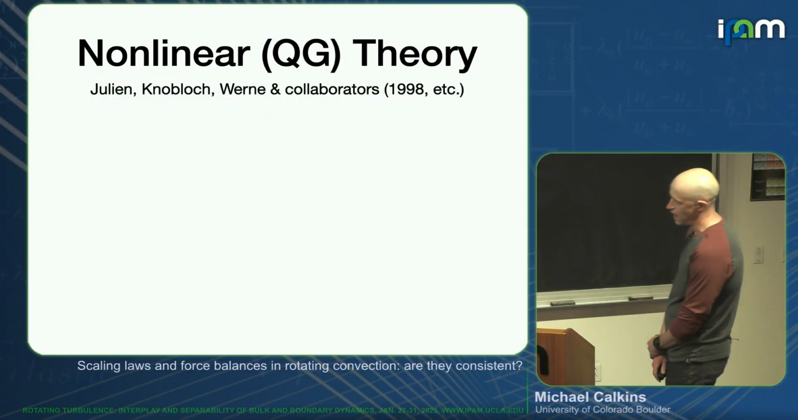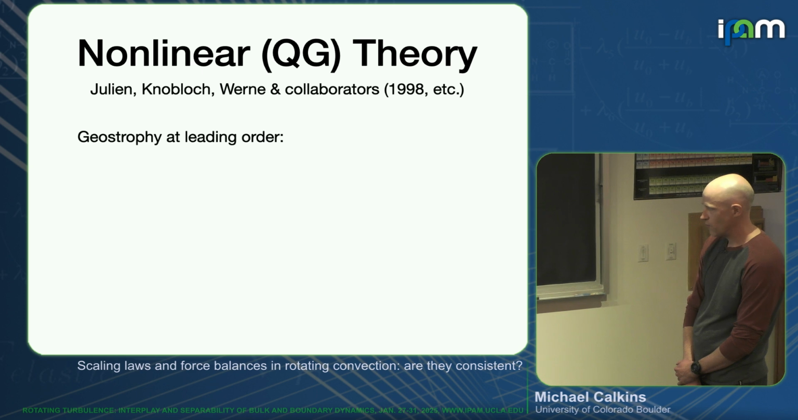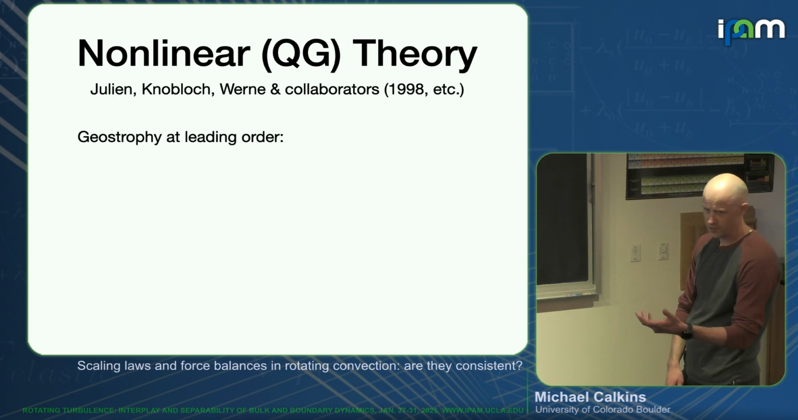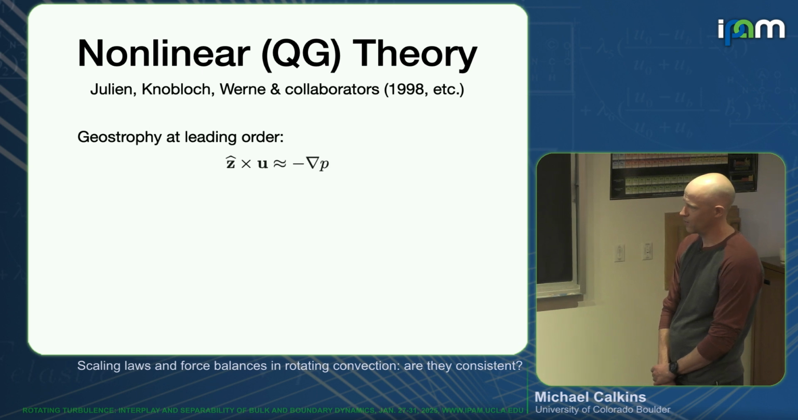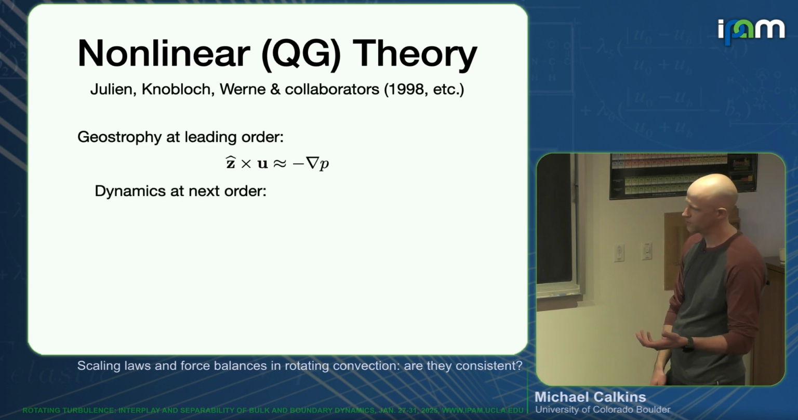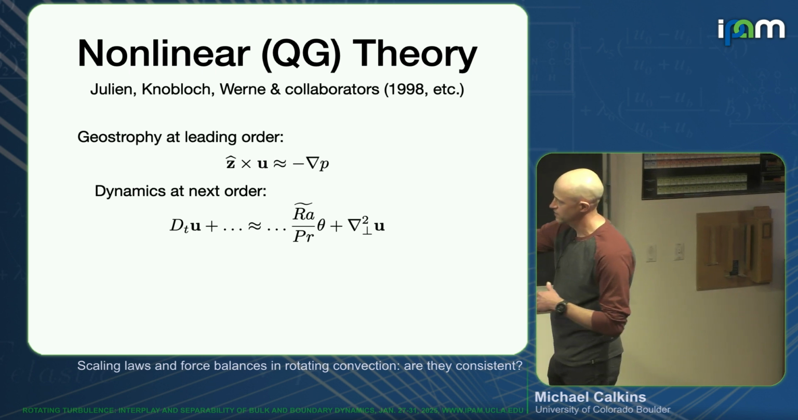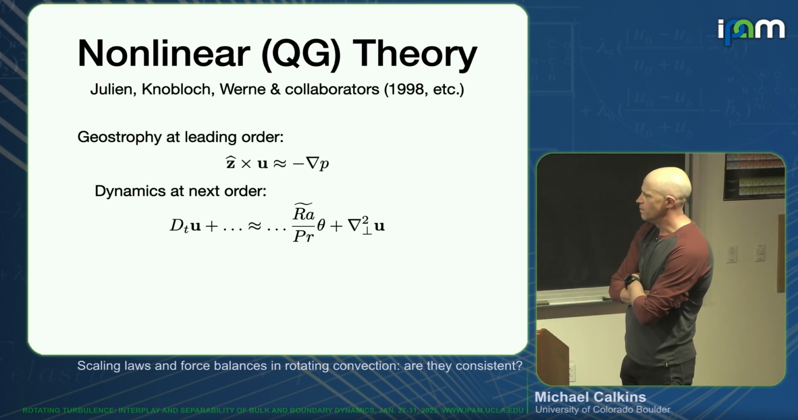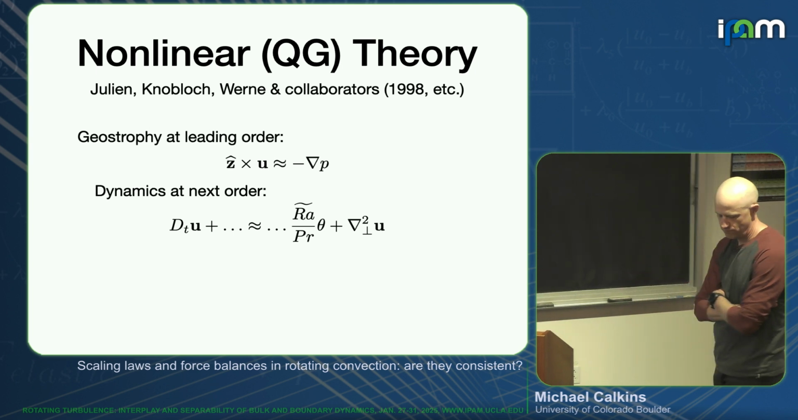So if you're not familiar with this, in the limit of rapid rotation at small Rossby, small Ekman, you get a geostrophic balance at leading order. Looks something like this. And then the system is perturbative, it's quasi-geostrophic, and so if you carry out this asymptotic expansion as they did, just kind of summarizing what you'd get here.